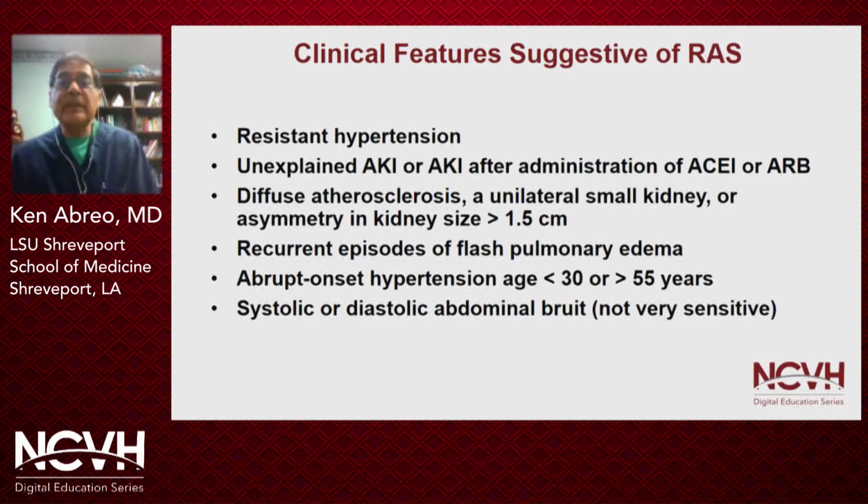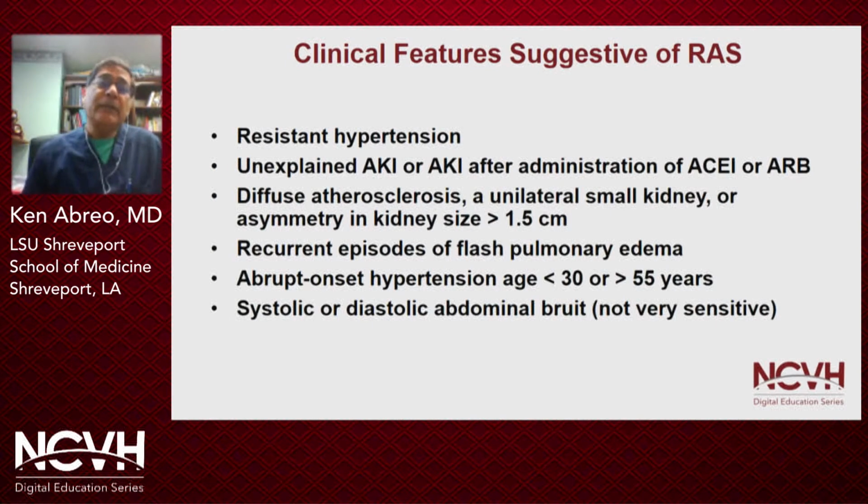Now, what are the clinical features that suggest renal artery stenosis? Any patient who has resistant hypertension, which is defined as a patient who is taking 3 blood pressure medicines, one of which is a diuretic, and you have gone up to the maximum tolerated dose. Unexplained acute kidney injury or acute kidney injury after administration of an ACE inhibitor or angiotensin receptor blocker. The presence of diffuse atherosclerosis, a unilateral small kidney, or asymmetry in the size of the kidney, of the one kidney to the other, more than 1.5 centimeter.